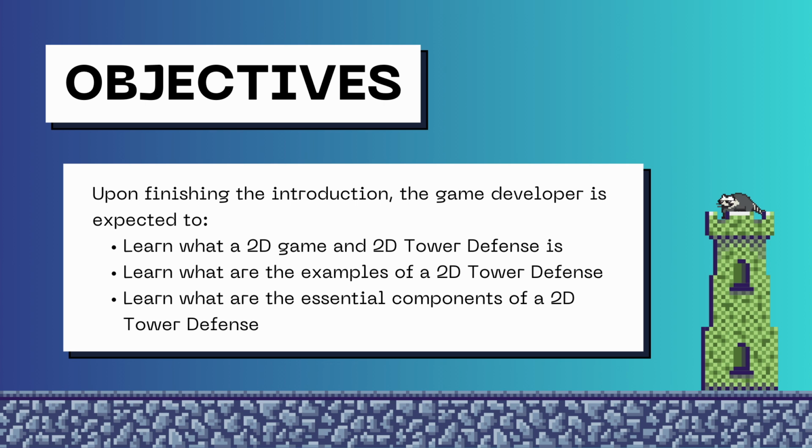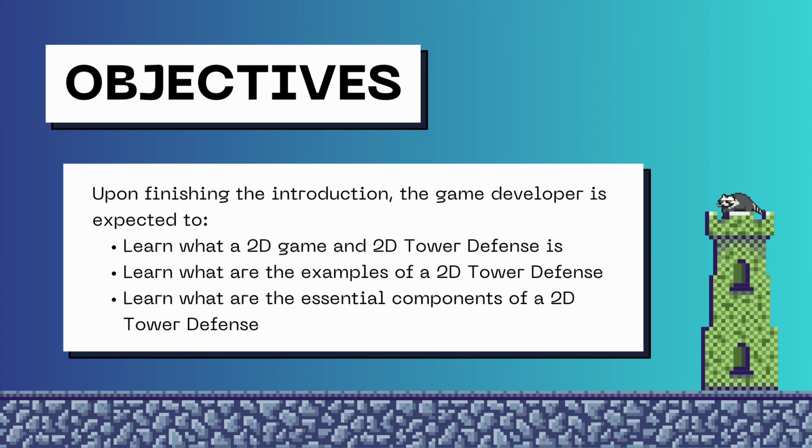In this video, we will have some objectives to complete. Our primary objective here is to learn about 2D Unity development, in general, what we can do with it. We will do this through the tower defense game that we will be making. Our first objective is to learn what a 2D game is and what a tower defense game is, and how to create one, of course.